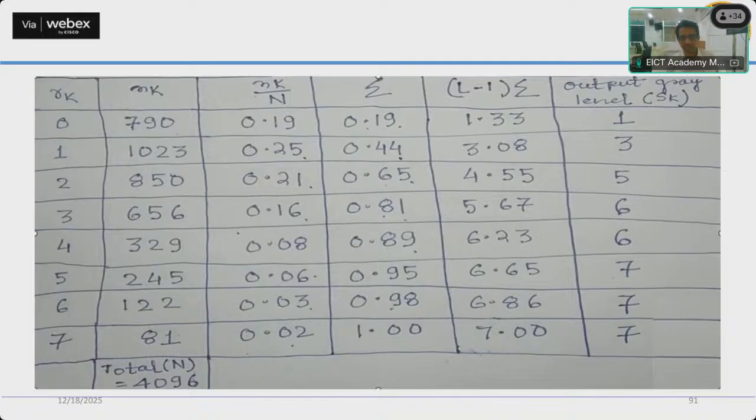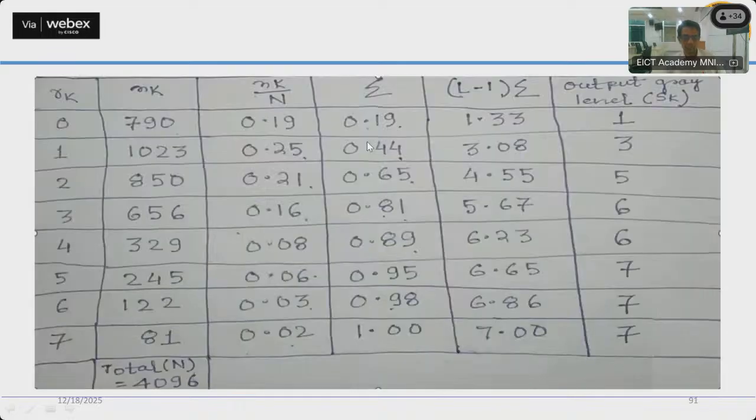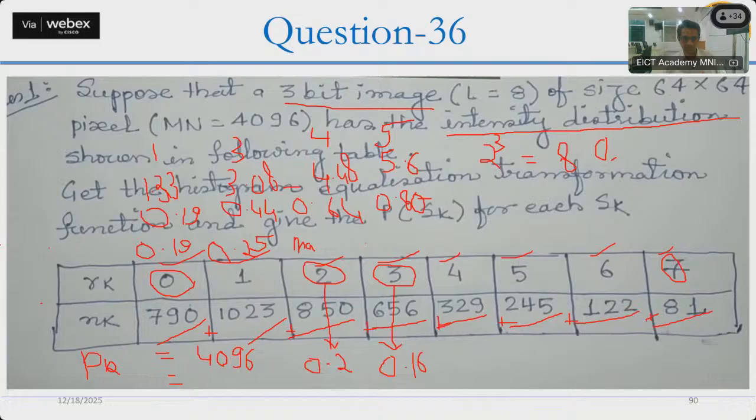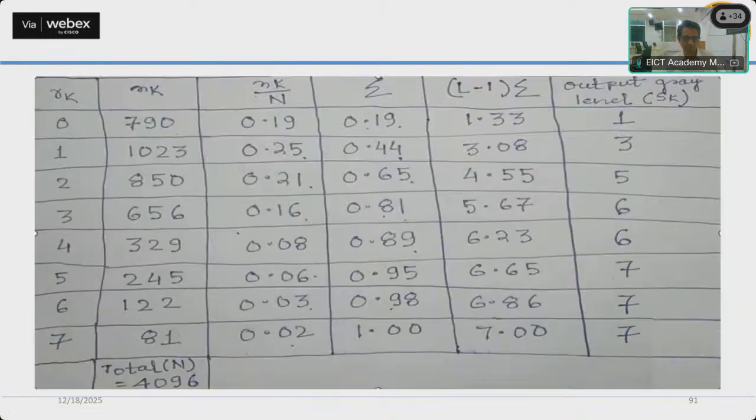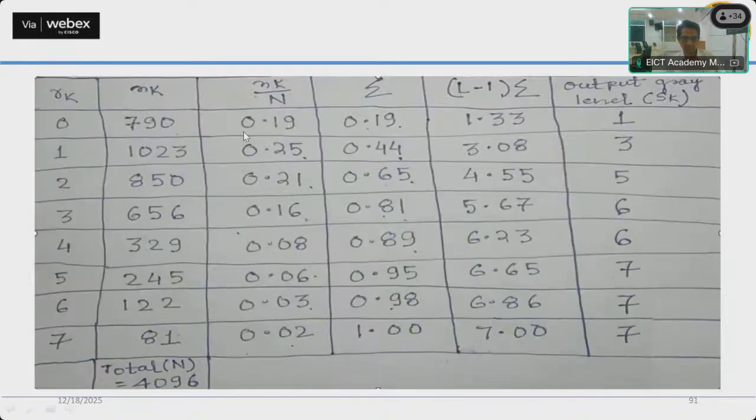It is for the concept. Now this is the one, equalized S of K. What we are showing here is 0, 1, 2, 6, 7. Acha, it is asking to give the P S of K for each S of K. One more part is there. What is this P S of K? Here we have already calculated it. Why is it asking again? This is 0.19. We have already calculated it. See this one.